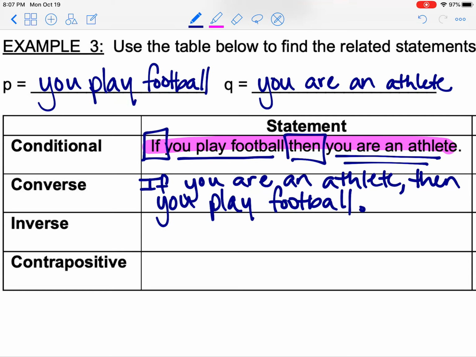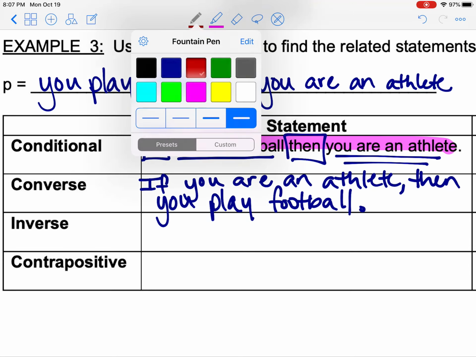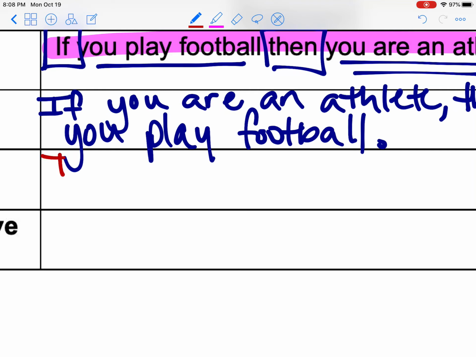Okay, we switched the hypothesis and conclusion. Inverse means to add the word not. We cannot add not to just one part, we have to add it to both. So we would say, if you don't play football, then you are not an athlete.